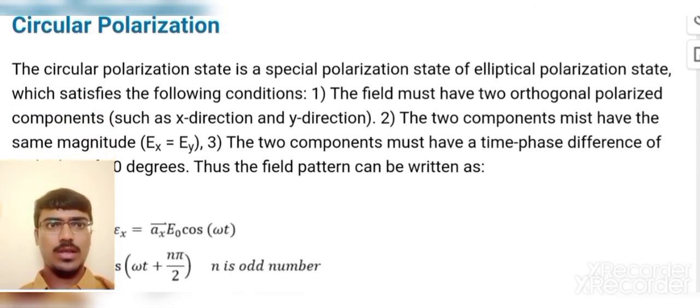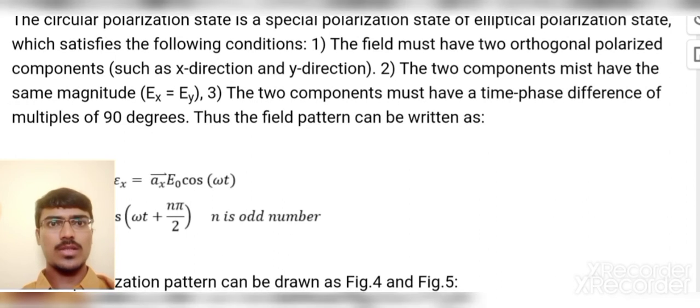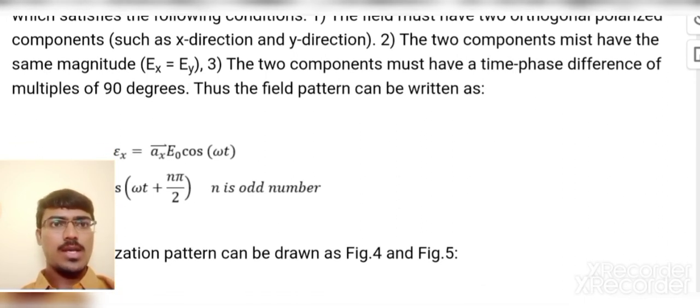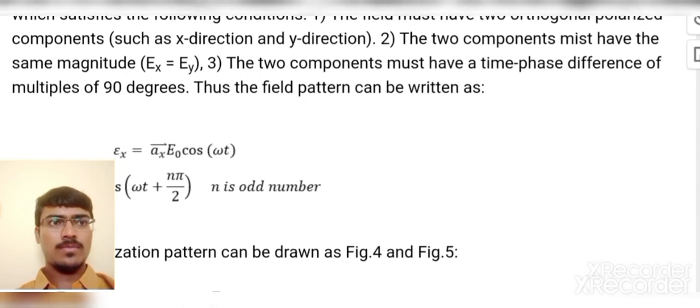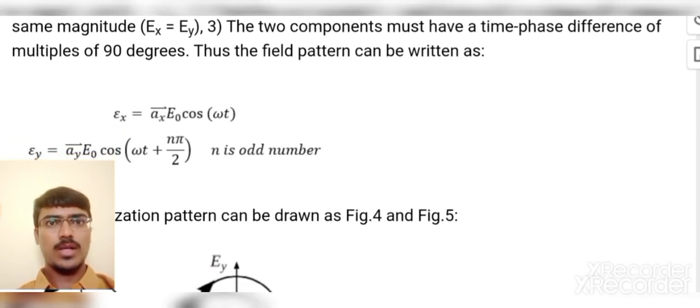Circular polarization is a special polarization state of the electric field which satisfies the following conditions. First, the field must have orthogonal polarized components. The second is that the two components must have the same magnitude, Ex equal to Ey. Third, the two components must have a time phase difference of an odd multiple of 90 degrees.